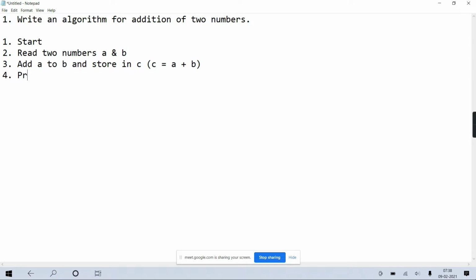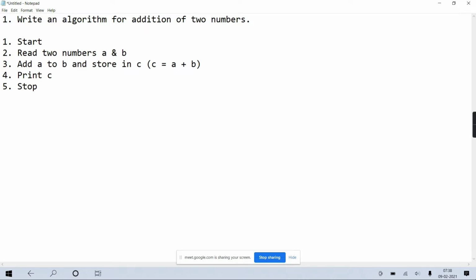Now next is you have to print this result, right? To print C, whatever we have got, and then indicate that here the algorithm is over. So I'll write stop. Okay, that simple it is. I hope it is clear to you.